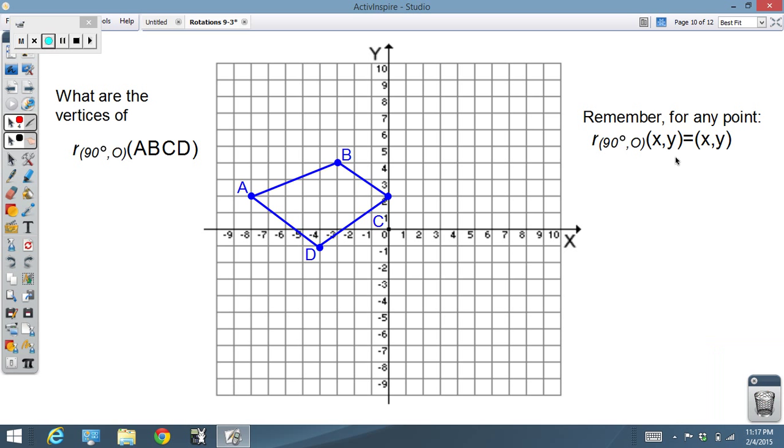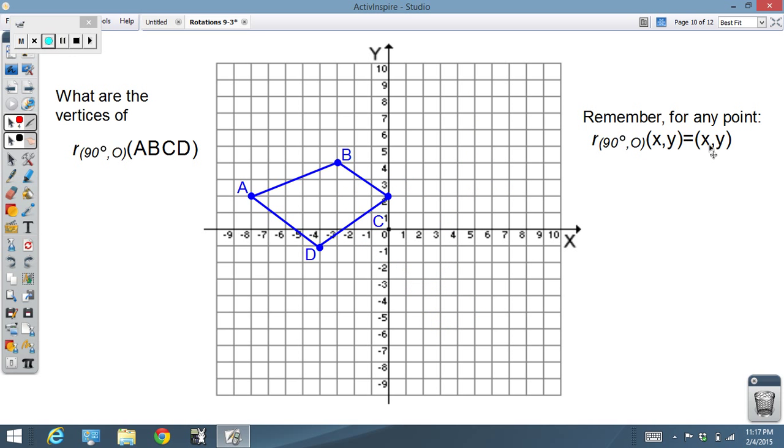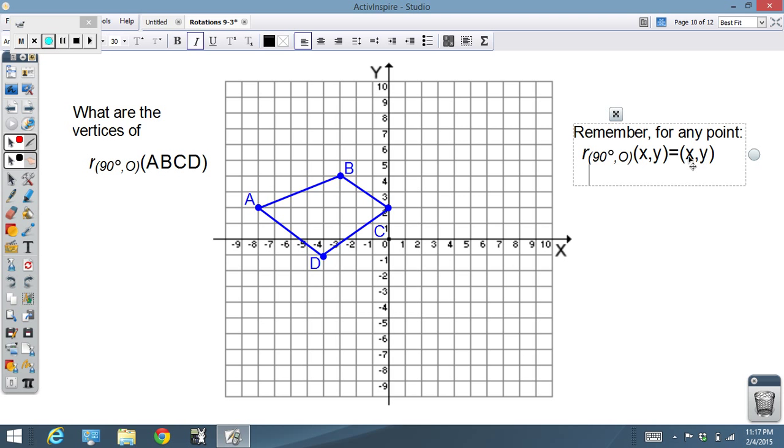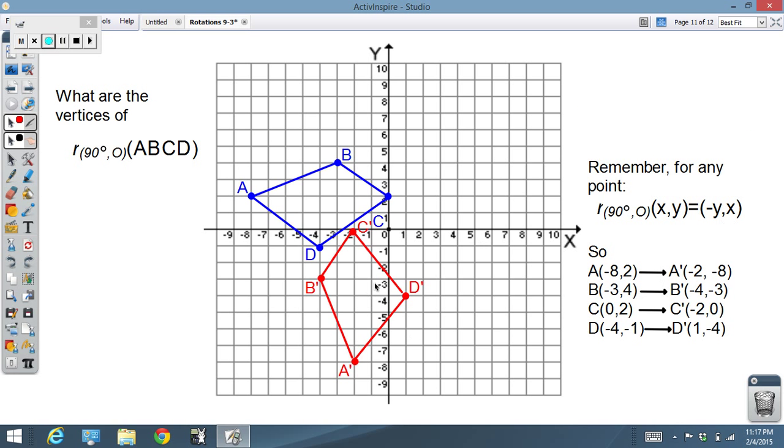Okay, so we remember for any point, that's wrong. Negative Y, X, dang, typo here. Negative Y, X, change that, so it's correct now. Sorry about that. All right, so for any point, we use this rule: XY becomes negative Y, X, and we end up finding that this is our rotation after a 90 degree rotation of figure ABCD.